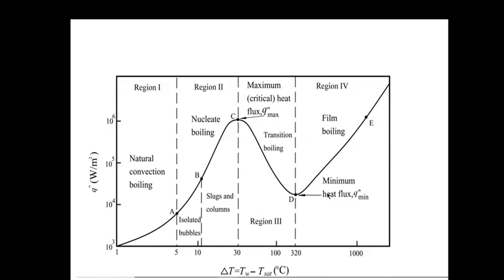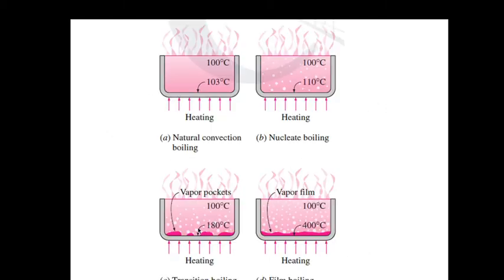What is transition boiling? In transition boiling, the bubbles formed in nucleate boiling get saturated at the bottom side, and then vapor pockets are formed. Why are these vapor pockets formed? Because the bubbles merge in groups and then vapor pockets are formed, which is called transition boiling.